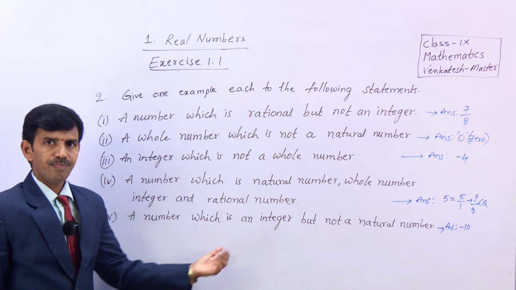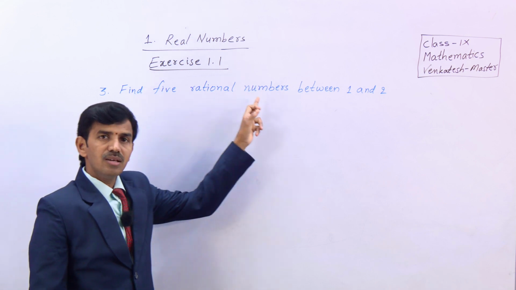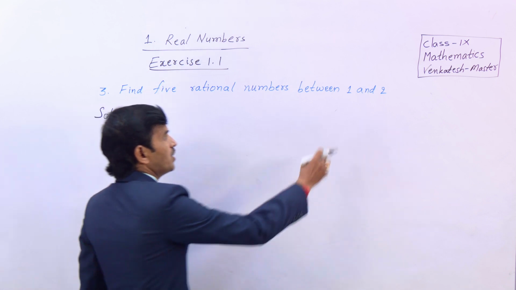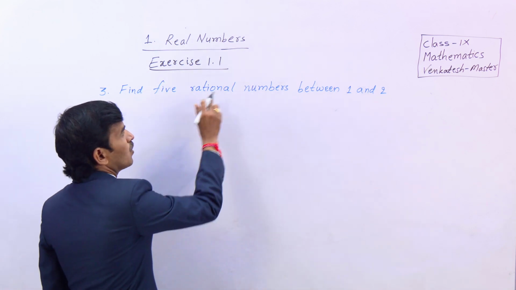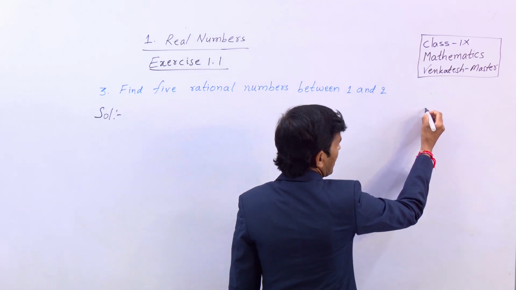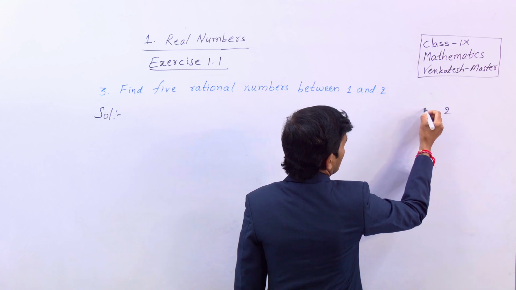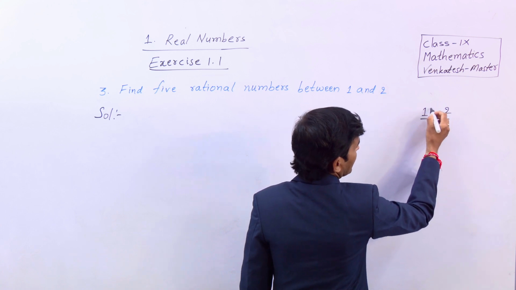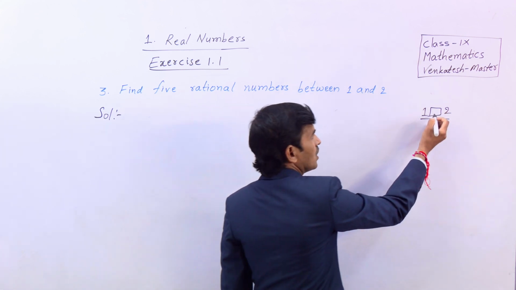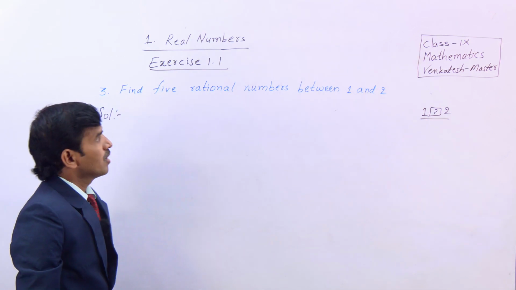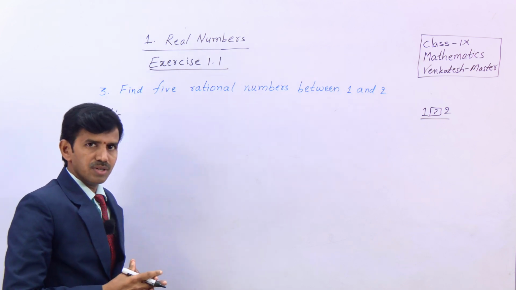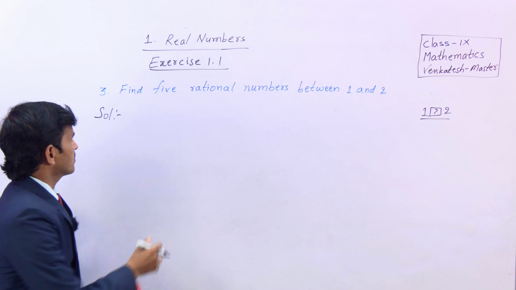Third question is, find 5 rational numbers between 1 and 2. What are the numbers given here? 1 and 2. So between these two numbers, we need to find 5 rational numbers. Generally, 1 is a natural number, 2 is a natural number. Between these two natural numbers, does any other number exist? No. Even if we consider them as integers, between them no other number exists. But we can write n number of rational numbers between any two rational numbers. So let us see how the procedure is.